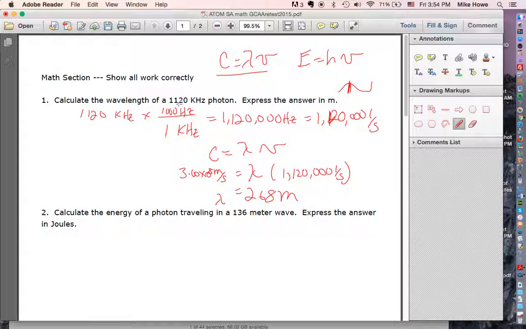268 meters because up here there are 3 significant figures. Remember, zeros at the end are not significant if there's not a decimal. So we'd have 3 significant figures in our answer.